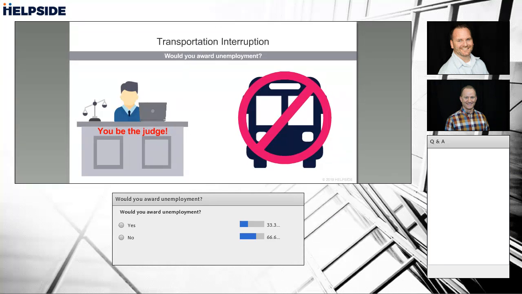Okay, our next scenario then is, there we go. Okay. Talk us through this transportation interruption. So we have transportation interruption, and this one's a good one. We have Best Bakery, a 24-hour bakery that requires a full staff 24 hours a day, 7 days a week. They must be really good.